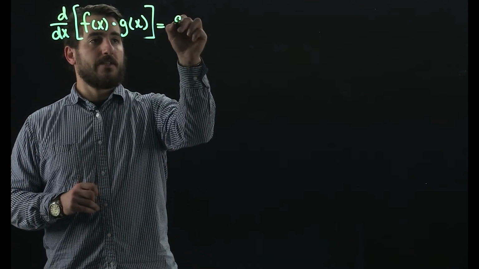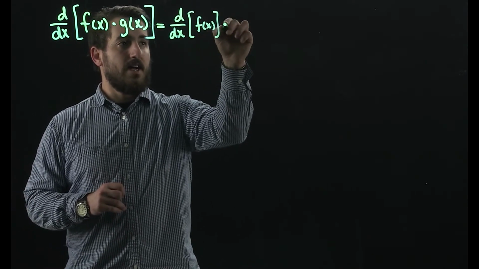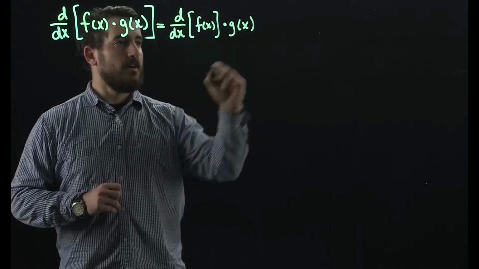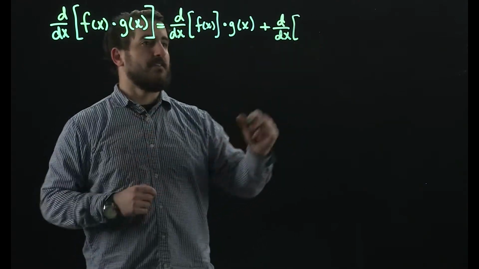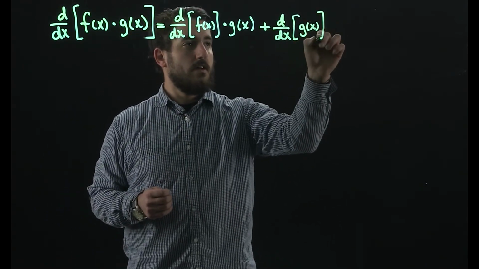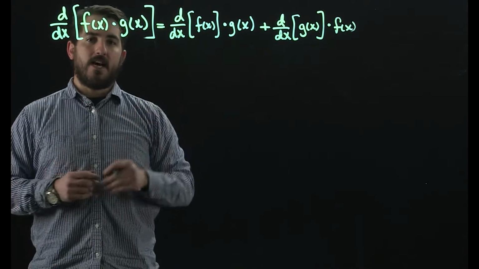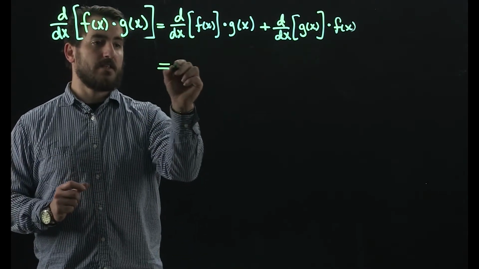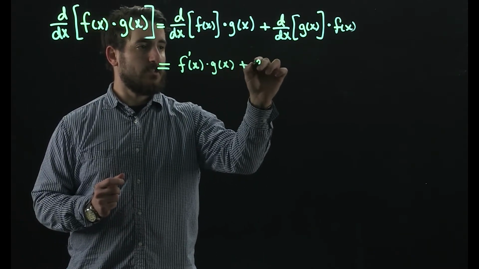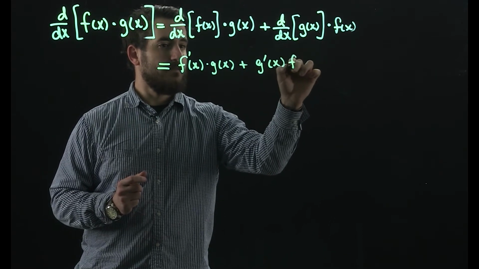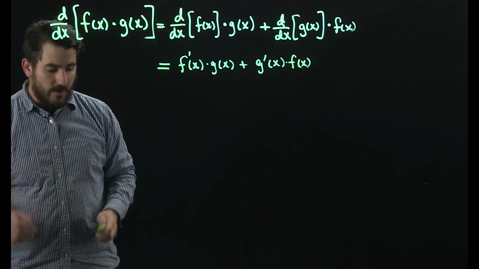So the rule is it's d dx of the first one, f of x, times g of x, that means we don't take the derivative of it, plus d dx of the second one, since we haven't taken the derivative of it yet, times f of x, meaning that we don't take the derivative of it. Now, instead of writing the d dx, there's a different notation that we could use. This is the same as f prime of x times g of x plus g prime of x times f of x. And so this is the rule that we will use to take the derivative of a function.